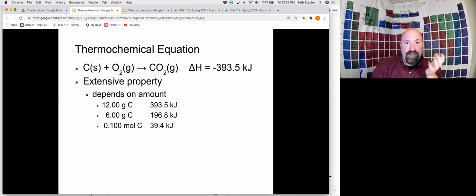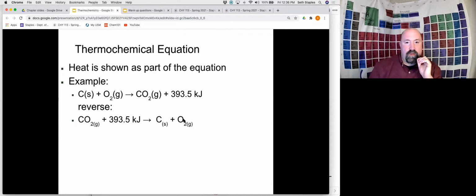And so there's another way to look at these. What if we look at the reverse equation? What if we flip the equation around? If we look at CO2 plus energy gives us carbon and oxygen, so just the reverse of this equation. Now we have carbon dioxide plus energy. So energy is coming into this system now, making this an endothermic process.